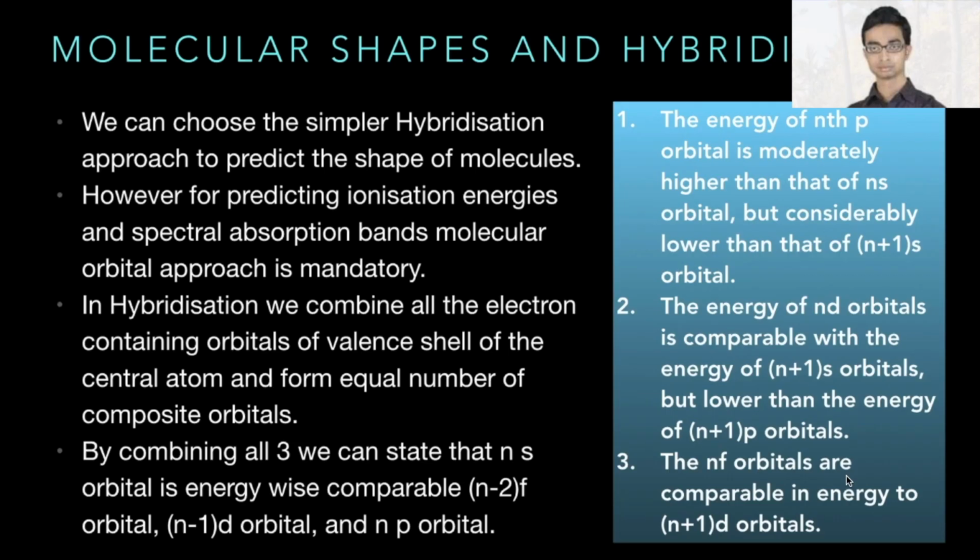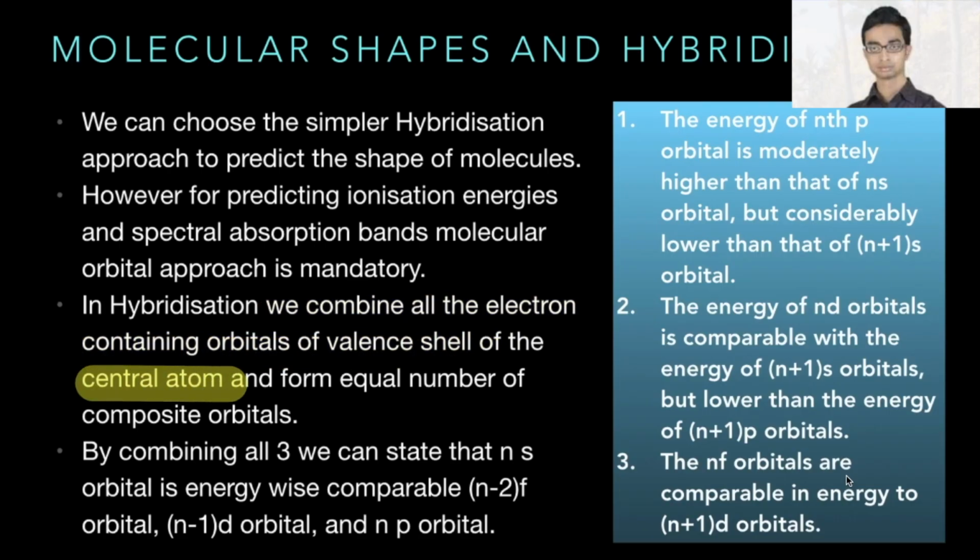predicting ionization energies and the positions of spectral absorption bands. However, we can skip this tedious approach in favor of hybridization when it comes to determining the shape of molecules. Instead of combining the corresponding orbitals of the combining atoms as in the molecular orbital approach, in hybridization we combine all the electron-containing orbitals of the valence shell of the central atom.